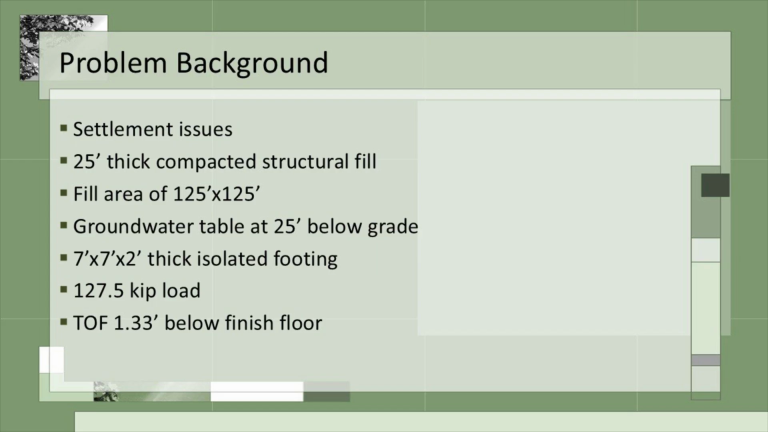The fill area is relatively large at 120 feet by 125 feet, which is important later when we consider influence area assumptions. The groundwater table is located 25 feet below grade, and the footing being analyzed is a 7 by 7 foot by 2 foot thick isolated footing. The applied column load is 127.5 kips, and the top of footing is located 1.33 feet below the finished floor.